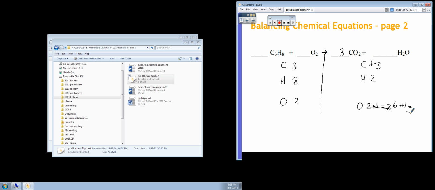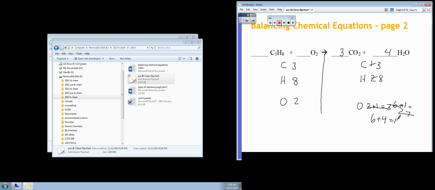Let's take a look at the hydrogens. This side has 8, this side has 2. I want to pick a number here that times it by 2 gives me 8. That number would be 4. 4 times 2 is 8. But it also changes my oxygen total. Every time I recount my numbers, as you notice, I'm wiping out the old. It's no longer relevant. 3 times 2 is 6, plus 4 times 1 is 4, gives me 10 total oxygens.